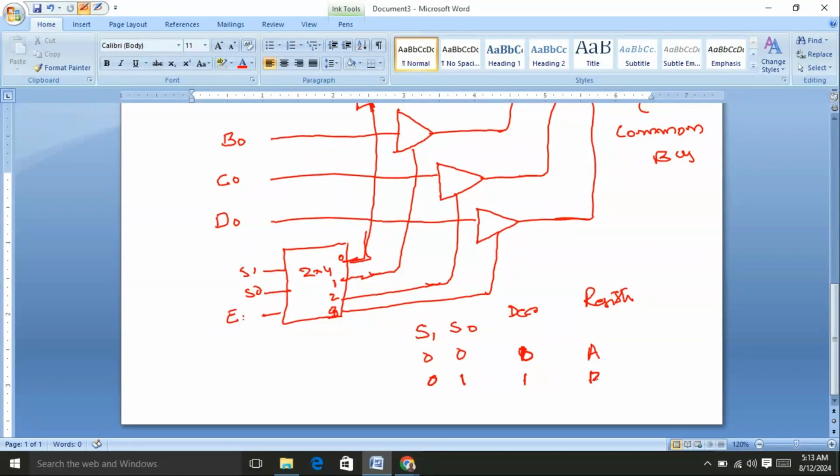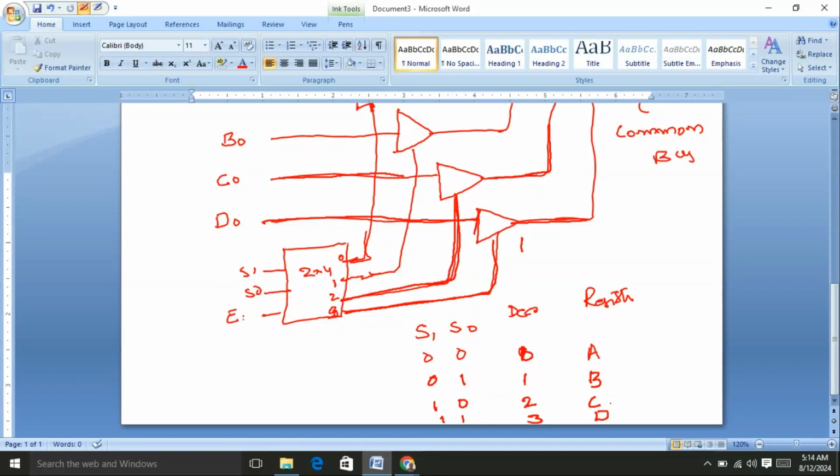Now the content of register B is transferred to the common bus when 1 0, that is the second output of the decoder is enabled. It acts as a control input to the third three-state buffer. Now the content of register C is transferred to the common bus. In the same way, 1 1, the third output of the decoder is enabled. That means it makes 1. Then the content of register D is transferred to the output of the common bus.